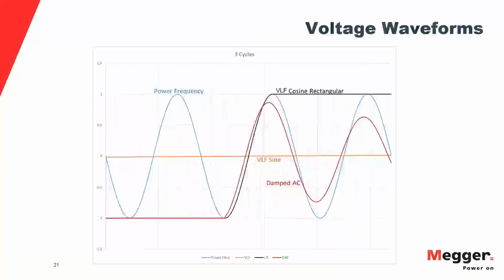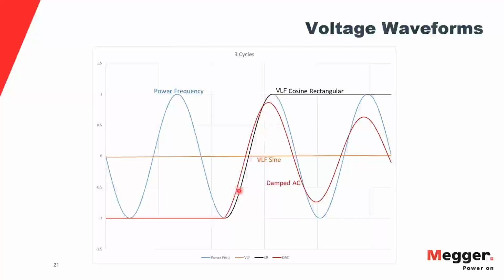VLF sinusoidal operates at 0.1 hertz, which means that it takes 10 seconds to perform 1 cycle, or 5 seconds to perform half a cycle. So it takes a full five seconds to go from fully positive to fully negative, or 5,000 milliseconds. This is in the range of about 2 orders of magnitude off of power frequency.